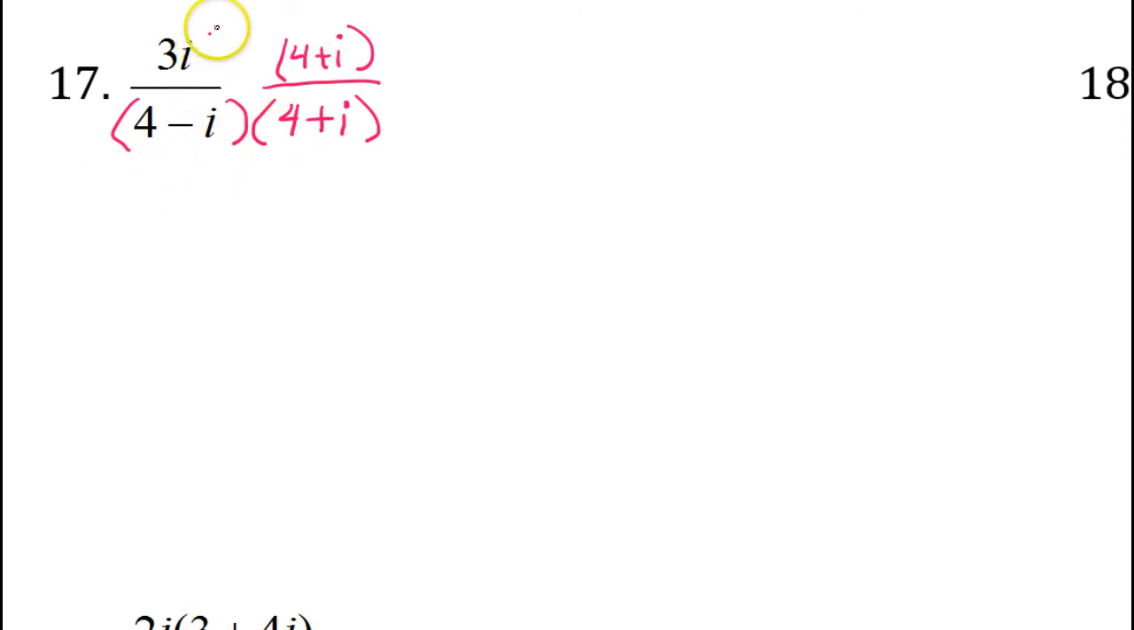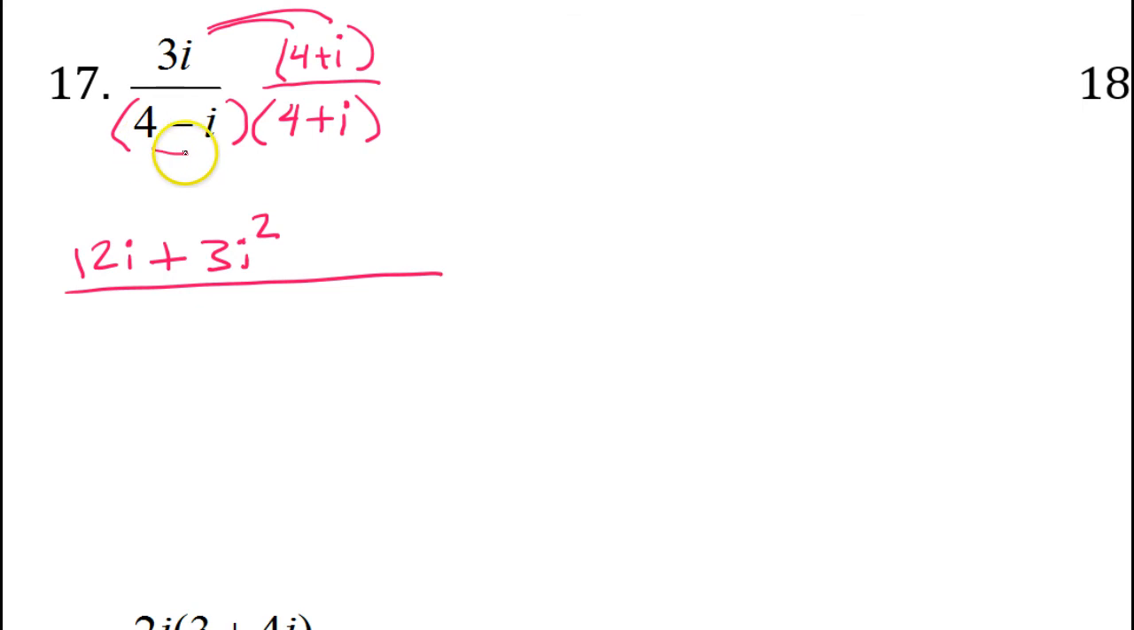In the numerator, I'm going to have to do the distributive property. So that is going to give me 12i plus 3i squared. In the denominator, I'm going to double distribute. So first I distribute the 4, and I get 16 plus 4i. Then I distribute the negative i. So that's negative 4i minus i squared.